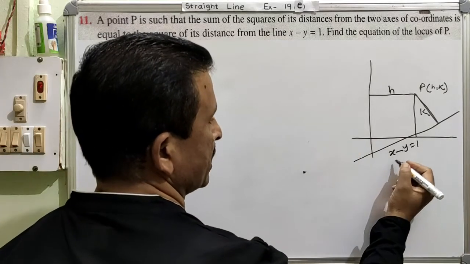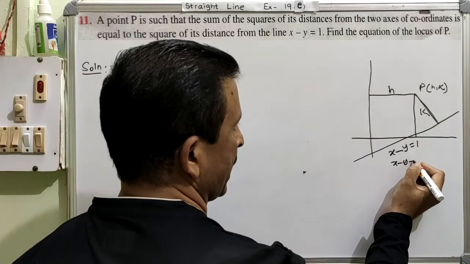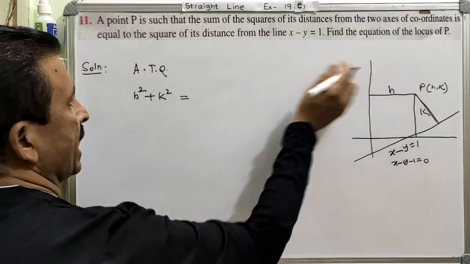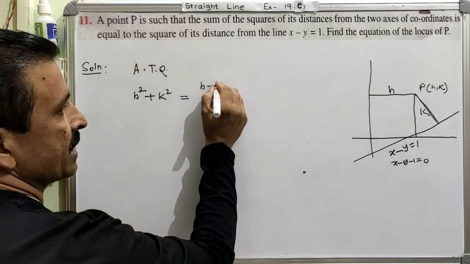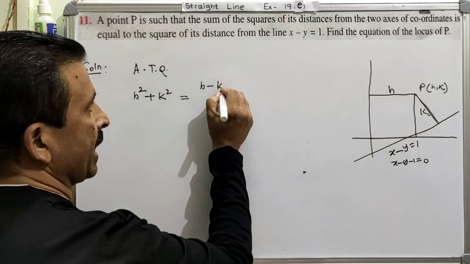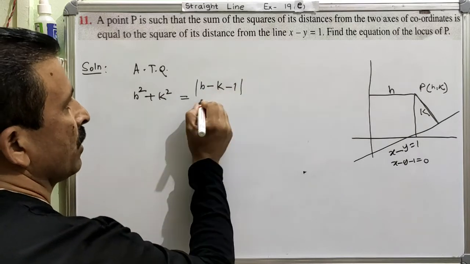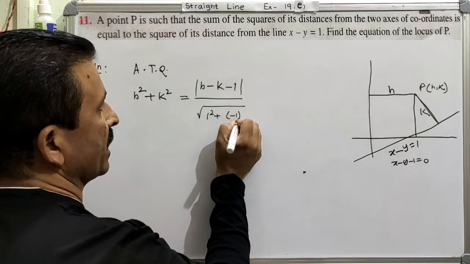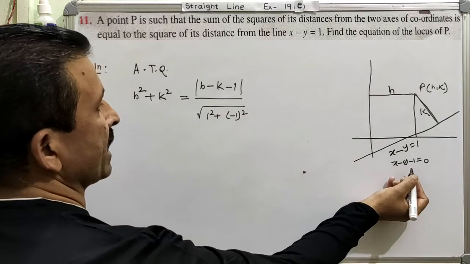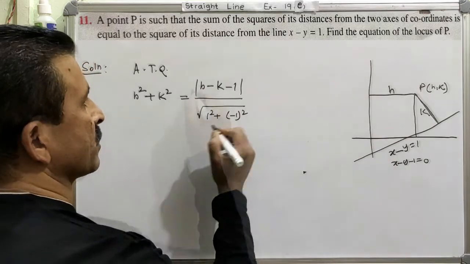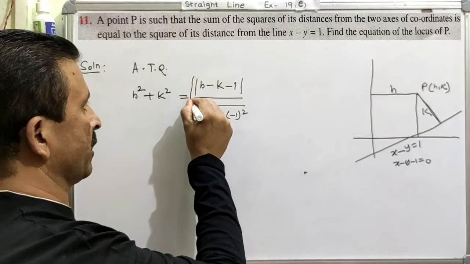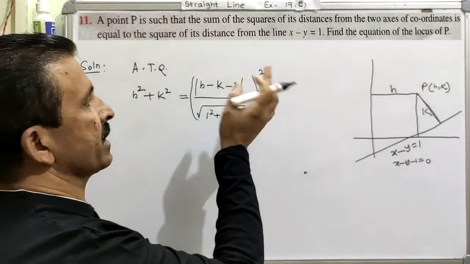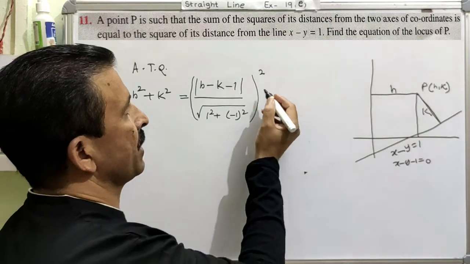Let us use this equation. First of all, we always have the equation in the general form: x minus y minus 1 is equal to 0. Now for x you will take h, minus, for y you will take k, minus 1, absolute value. Then the square root of 1 square plus minus 1 square, the square of the coefficient of x and the square of the coefficient of y, that is minus 1. That is the distance, and then we take the square of it. Clear? When you are squaring, the absolute value becomes meaningless, so you can simply square it.